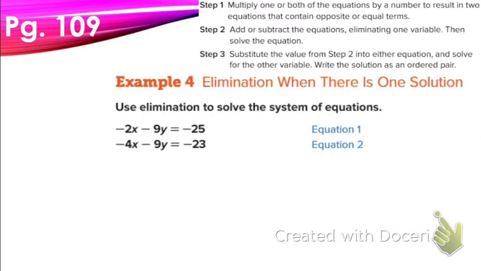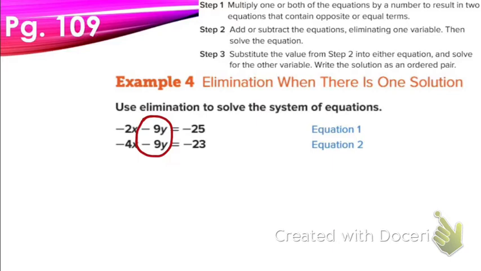Looking at these two equations, does anything stand out to you? 9y and 9y. We have negative 9y and negative 9y. If I add those together, negative 9 plus negative 9, what does that give me? Negative 18. That doesn't cancel. I need one to be a positive and the other to be a negative.